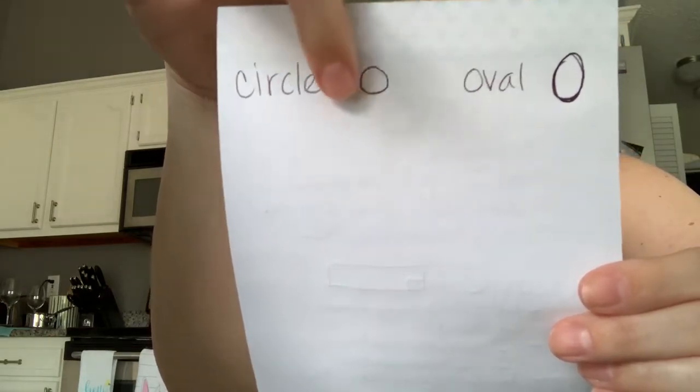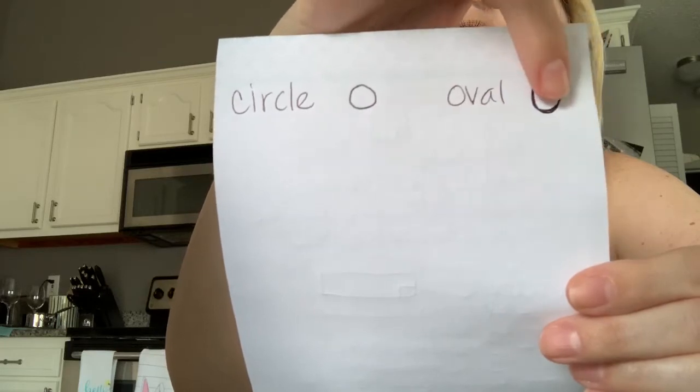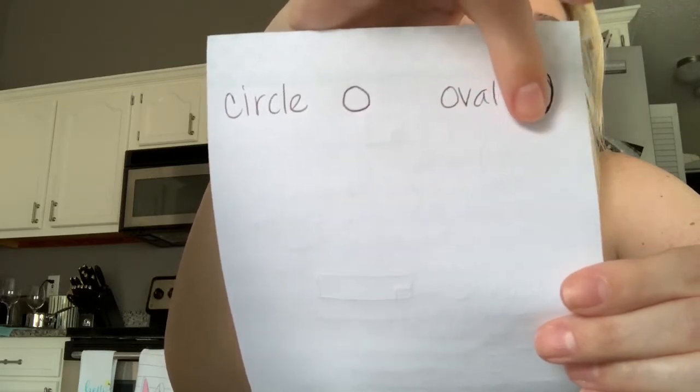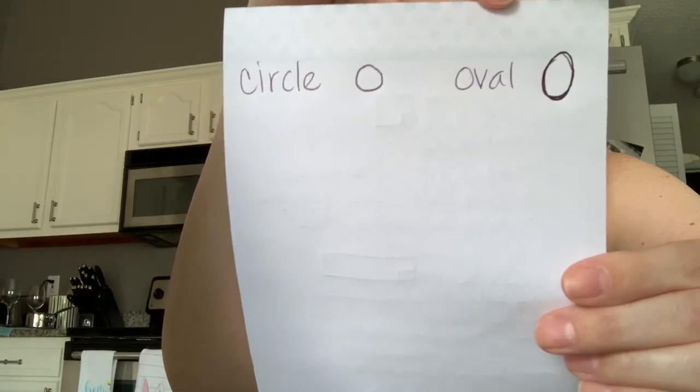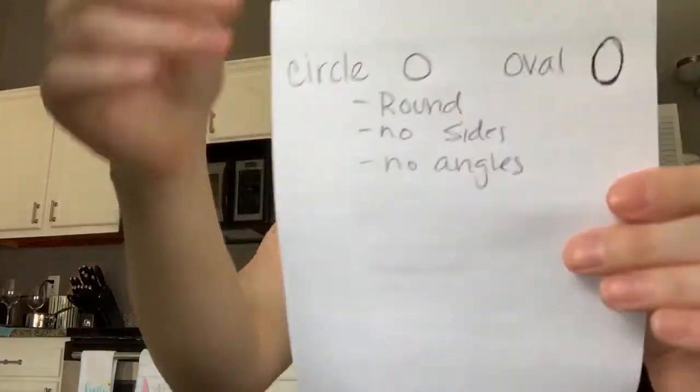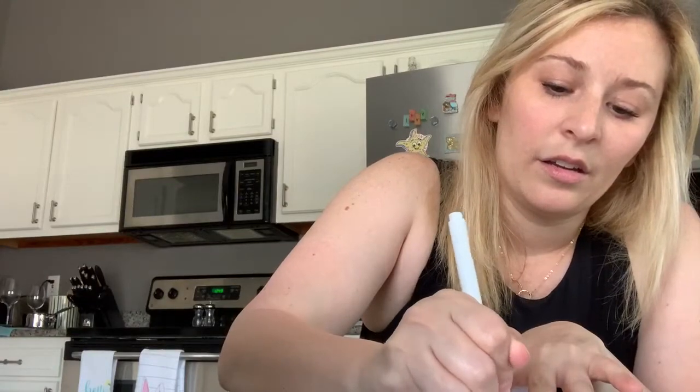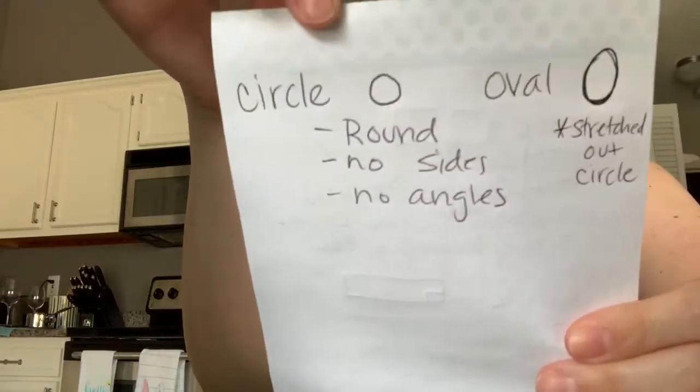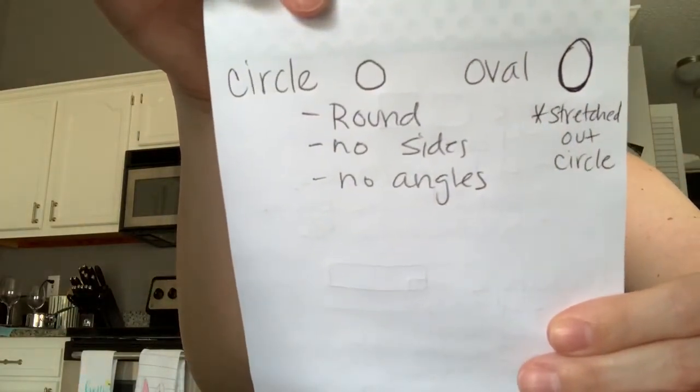It's not a perfect circle. It's definitely stretched out, and it's smaller at the top and the bottom and wide in the middle, kind of like our egg. But it's basically just a circle stretched out, where it's still round. Both of them are round, and they both have no sides and no angles. The only difference is that the oval, I'm going to put underneath it, is a stretched out circle.